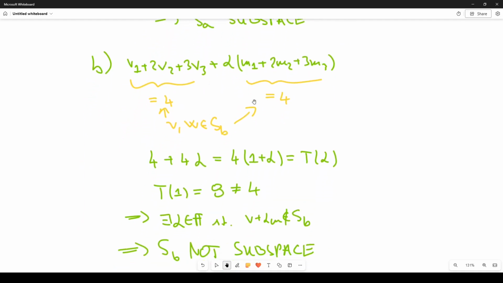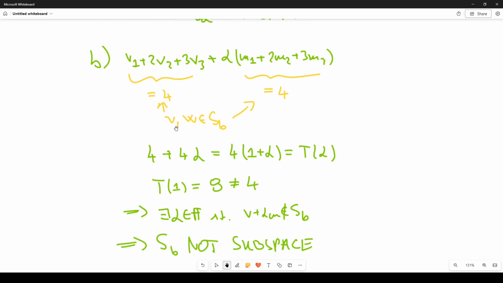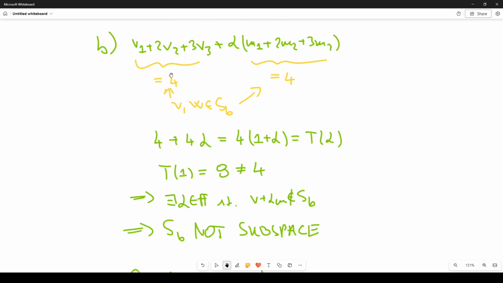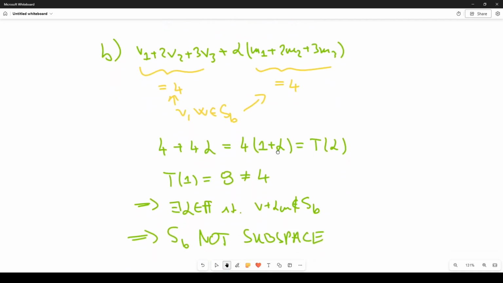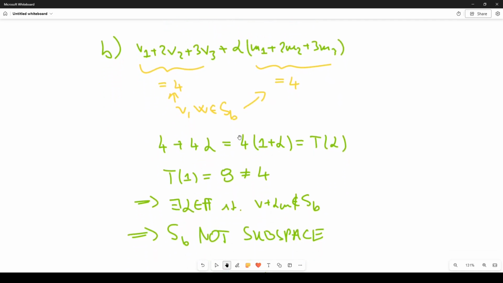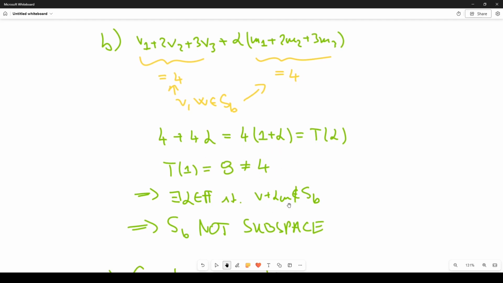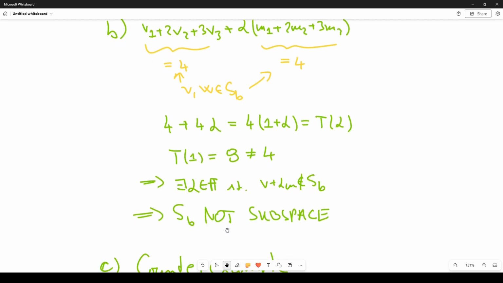So we form the sum, and we use the fact that the individual elements belong to S of B, so they satisfy the condition. So this is equal to 4, and this is equal to 4, and then we get that our V plus alpha times W is equal to this. Well, this is not always equal to 4. For this element to belong to S of B, this always has to be equal to 4, but for example, if I set alpha to be equal to 1, then I get 8. So this does not always belong to S of B, so S of B is definitely not a subspace.